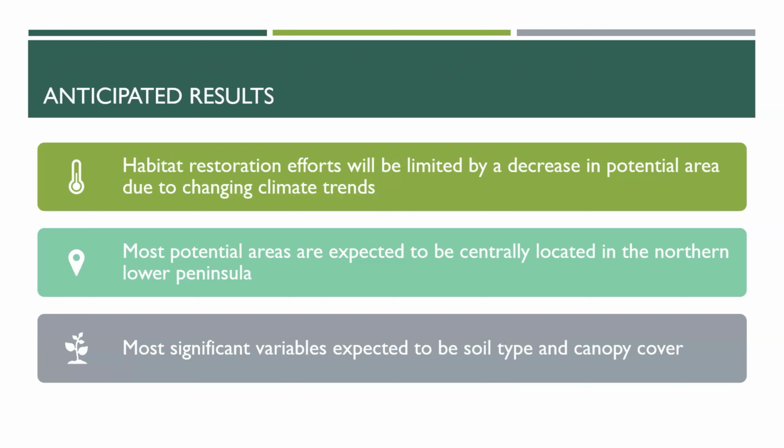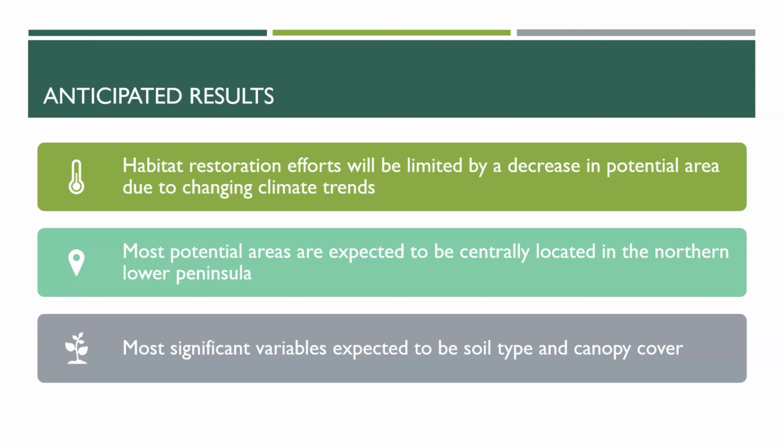I anticipate restoration efforts to be limited due to a decrease in potential area just with changing climate trends in general. And I expect most potential areas to be located in the northern lower peninsula. And this is based off personal and geographic understanding of the state. The southern half of the lower peninsula is heavily populated and contains the major metropolitan areas in the state. And the upper peninsula contains dense forest, which I suspect will limit lupin.